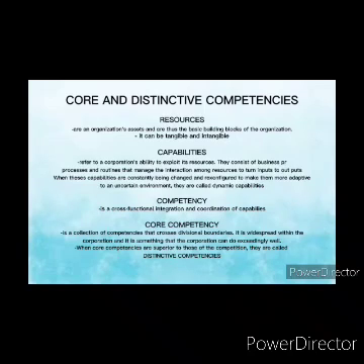So let's proceed. Core and distinctive competencies. Before knowing core and distinctive competencies, we must first learn what is needed to have these core and distinctive competencies. So first, resources. Resources are an organization's assets and are thus the basic building blocks of the organization. When we are talking about resources, we are talking about the assets a company has: their factories, their copyrights, their employees, the basic elements that make up a corporation.